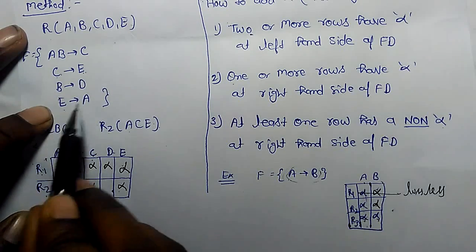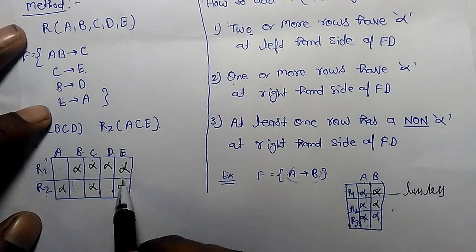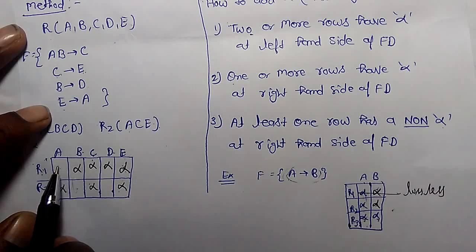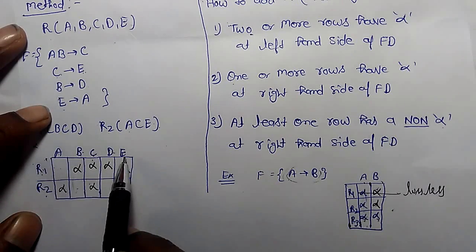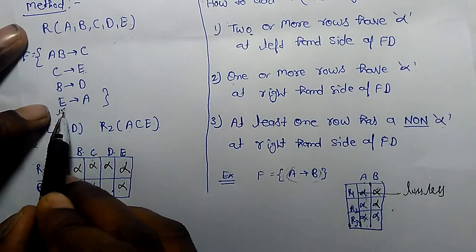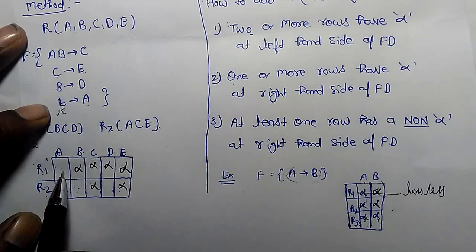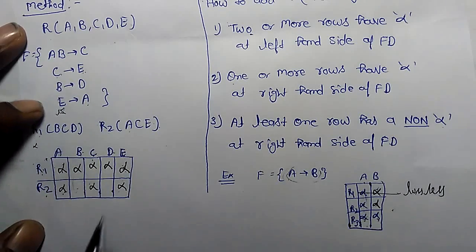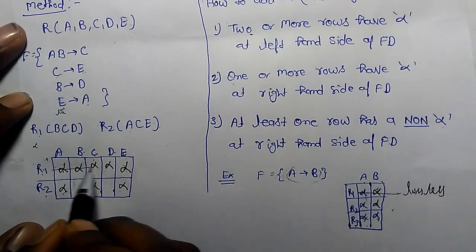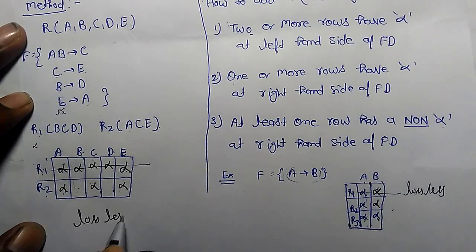Now let's check E determines A. E has 2 or more alpha, yes, after filling it, it has 2 or more alpha. Now on this side, E is left, A is right, because E determines A. Second rule, one or more should be alpha there, and third rule is one should be blank, so we can fill it with alpha. So here we can check that 1 row is completely filled with alpha. That's why it is a lossless decomposition.